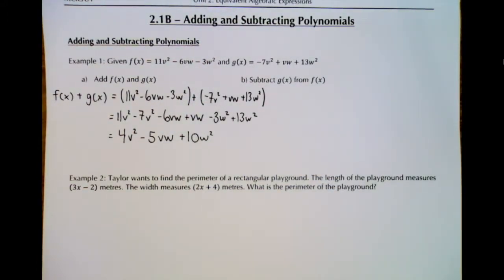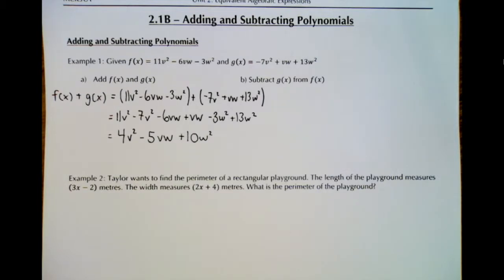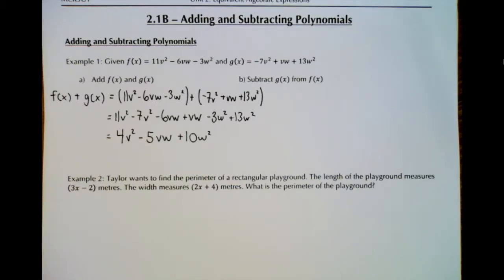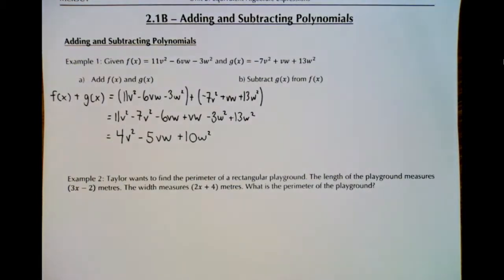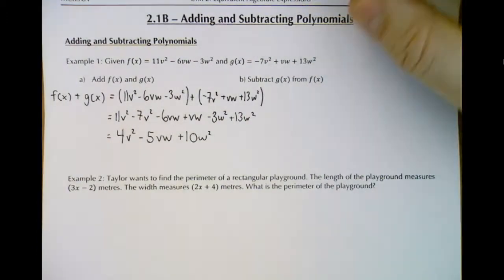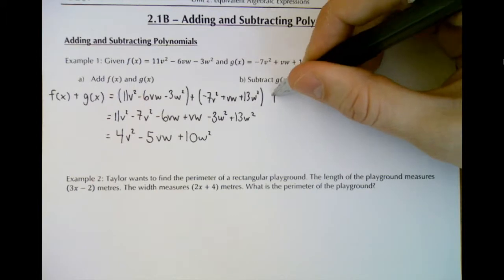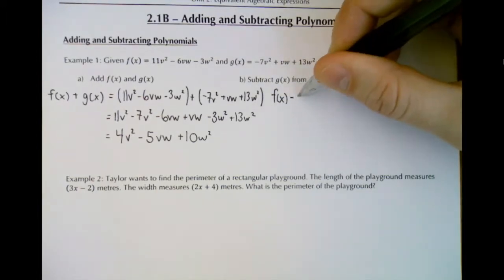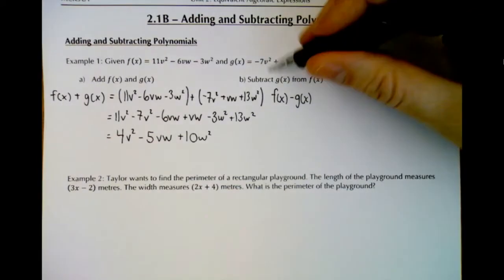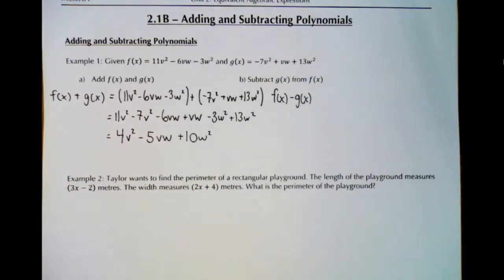That's adding polynomials. Let's try subtracting. When subtracting polynomials, order does matter. If we're subtracting 2 and 5, 2 minus 5 is different than 5 minus 2. So subtracting even more complicated polynomials should give you different answers too. So writing the order is important. If we're subtracting g of x from f of x, that means f of x subtract g of x, because we're taking g of x away from f of x. It means we're starting with f of x, subtracting g of x.